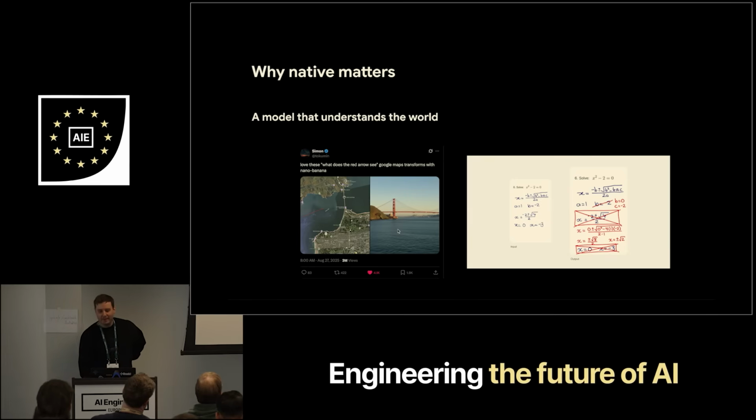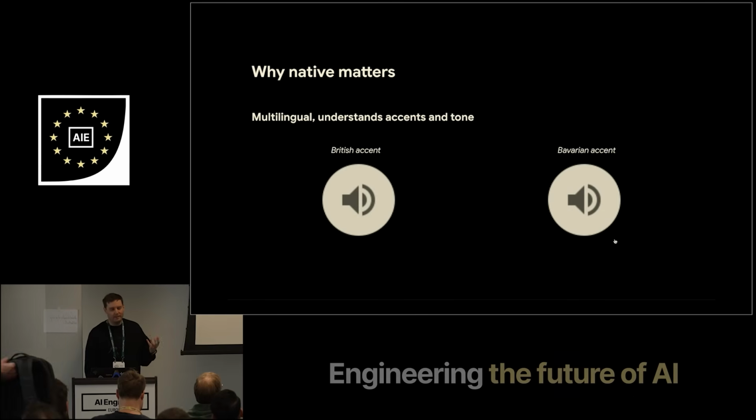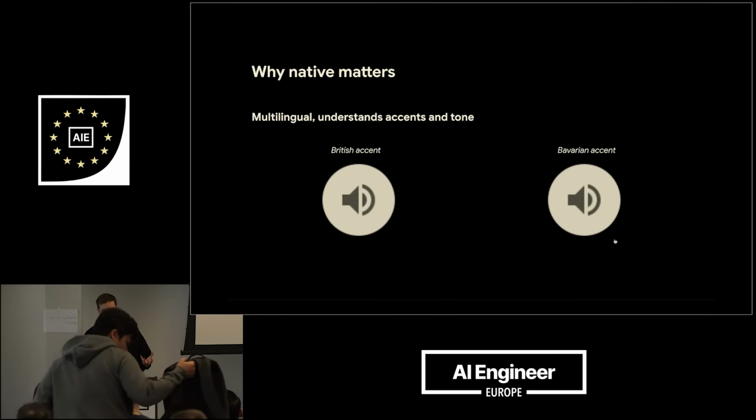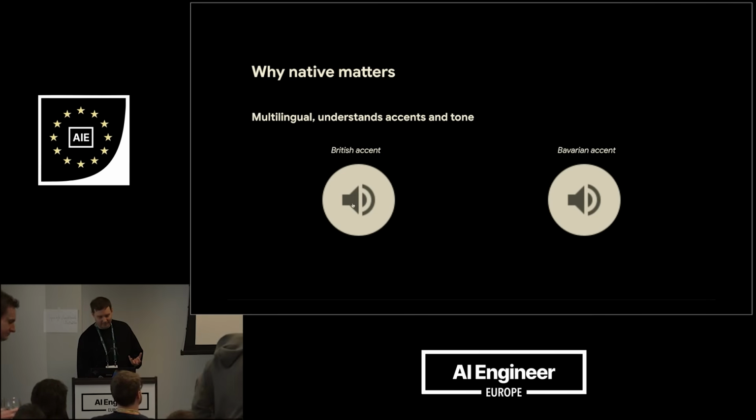And then on the right side, this is a nice example from the educational space. So you can use NanoBanana, in this case NanoBanana 2, to directly correct your math homework, for example, and create pictures with the corrections because it understands math. It can even generate code on images for you. So lots of nice use cases. And for the audio models, these are multilingual and they understand accents and tone.